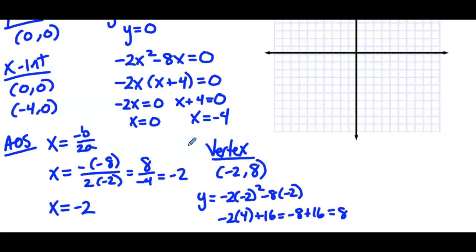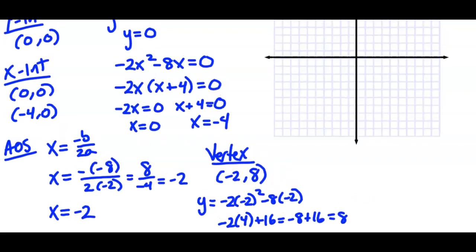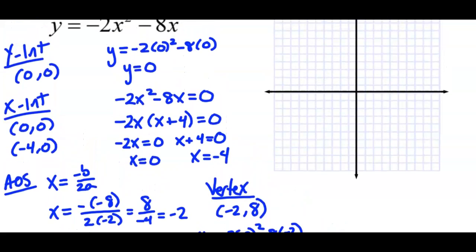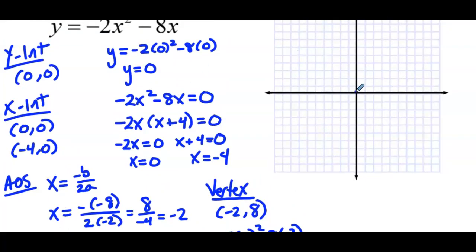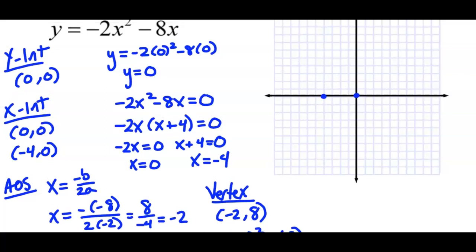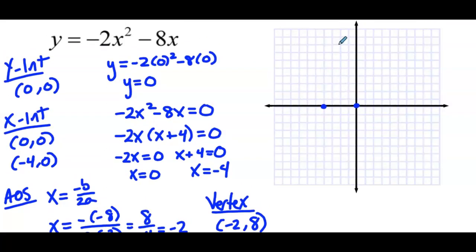So our vertex is negative 2, positive 8. So we can plot all the points we found so far. So we have 0, 0 as both the x and y-intercept. We have another x-intercept at negative 4, 0. We have a vertex at negative 2, positive 8. And those are the only 3 points that we found so far, but we need at least 5 points.